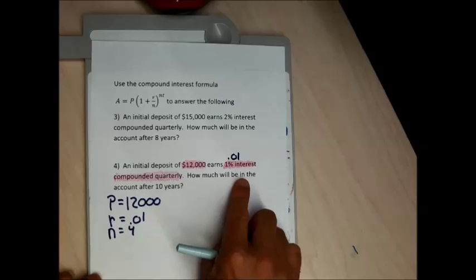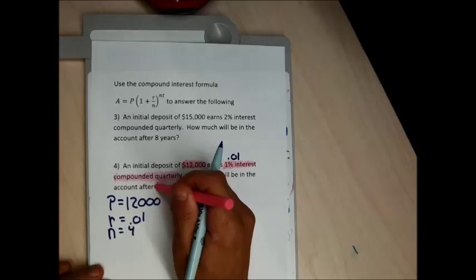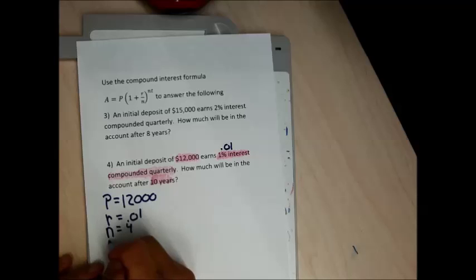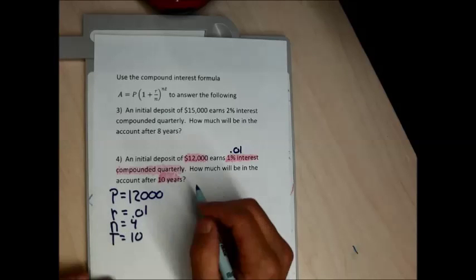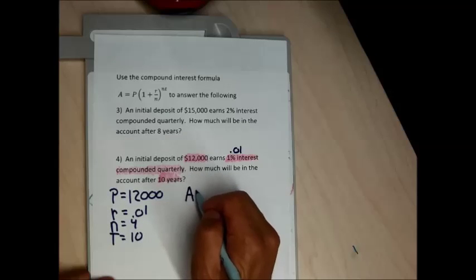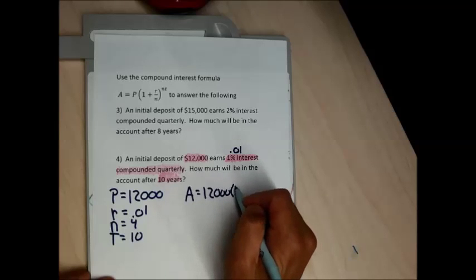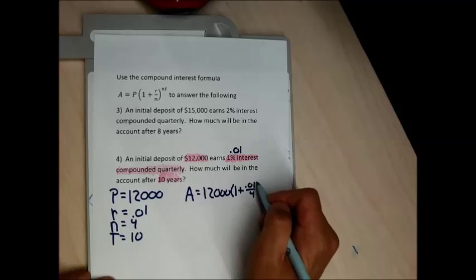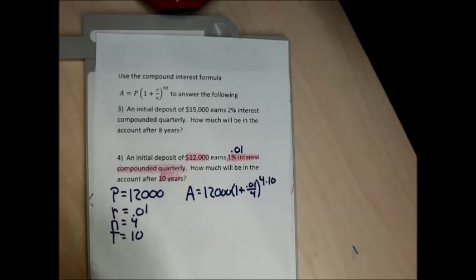How much will be in the account after 10 years? The last number I see stands for the number of years. A T stands for the number of years, so I'm going to plug in T equal to 10. So I'm going to take those 4 numbers and plug them into the formula. I'll get A equals 12,000 times 1 plus 0.01 over 4 to the 4 times 10 power. And I'll enter that on my calculator.